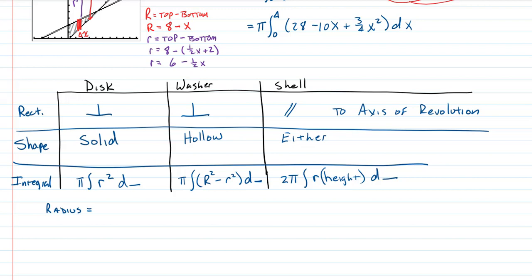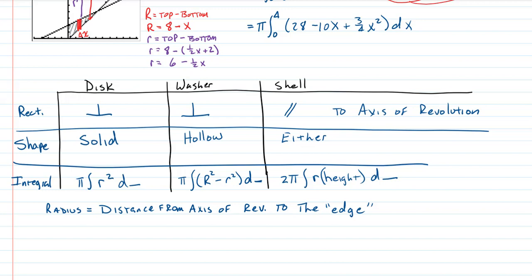The radius is always going to be the distance from the axis of revolution to the edge of something, either the outside edge of the shaded region, the inside edge of the shaded region, or the shell if you're looking at the shell method. So for the radius, it's always going to be the distance from the axis of revolution to the edge of something. It's either going to be the outside edge if you're looking for your outer radius, or the inside edge, or it's going to be the distance from the axis of revolution to that rectangle for the shell method.